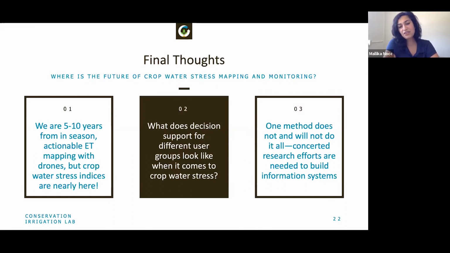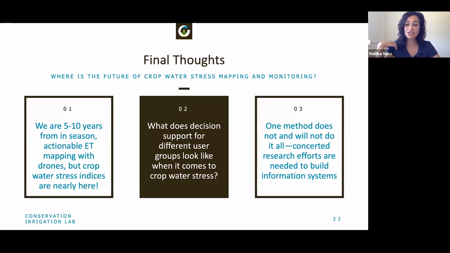And the other thing is, what is decision support going to look like for different user groups when it comes to crop water stress? It depends on the actual tech in place. Are you in a place where there is variable rate irrigation and it's being used, with center pivots, for example? Or are you in a place where the growers really aren't quite there in terms of the tech in place to implement irrigation like that? So what's useful? That's another thing to consider.